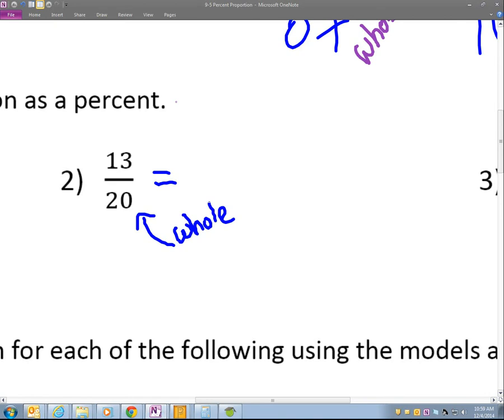So we have 13 of 20. What goes on the top of this fraction bar here? Ms. Brown, what goes there? The part.